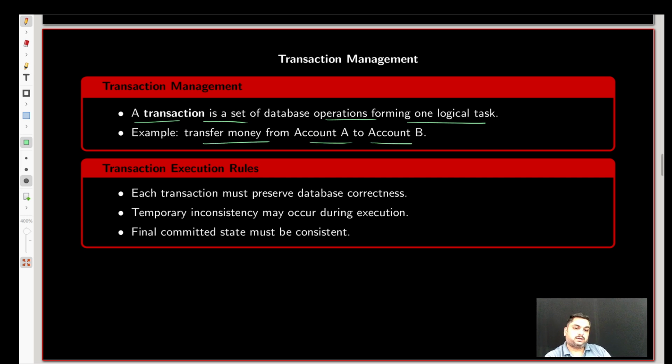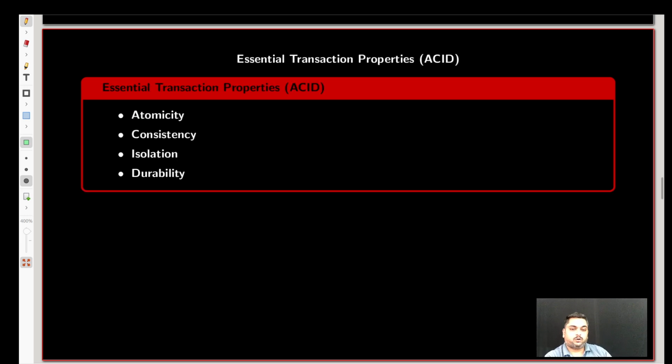So this transaction management requires atomicity, the prime property. Each transaction must preserve database correctness. Temporary inconsistency may occur during execution, so this should be handled by the transaction manager. Finally, the committed state must be consistent. For this, you usually have 4 properties. Again, you will learn all these properties in depth in the transaction management chapter. We call them ACID properties: atomicity, consistency, isolation, and durability.